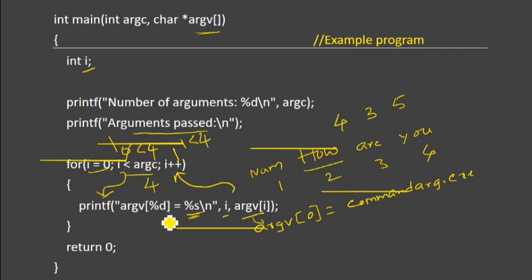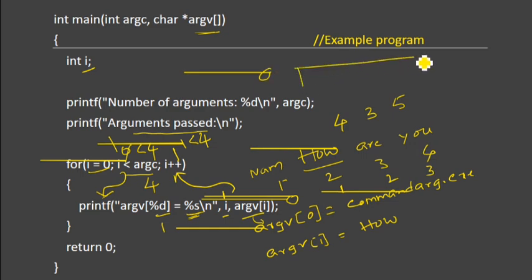Now again, it is going to print the i value, which is 1, so this percentage s will print argv of 1. What does argv of 1 mean? Next, how is it going to print onto the screen? The total count is 4, but arguments start from address 0, address 1, address 2, address 3. Okay, so the arguments are stored like this.